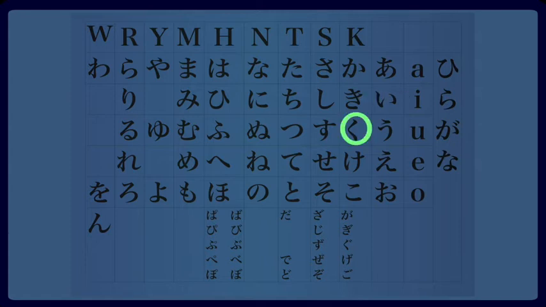Moving down the chart, we can now sound the sounds as per the pattern. K column, U row, so it's ku. The next one down would be K column, E row, and therefore we would say ke. Underneath that, and I'm sure you've worked it out by now, K column, O row, and therefore we would say ko.